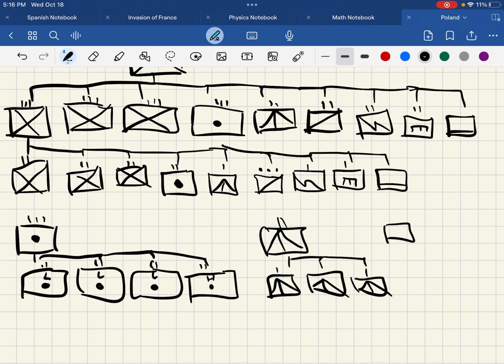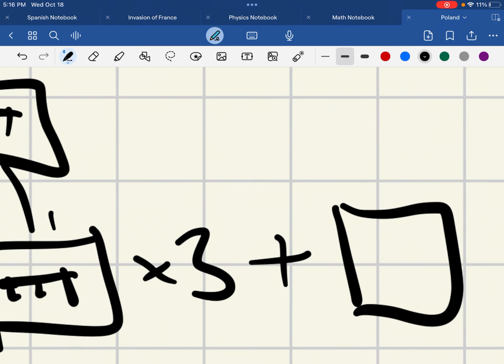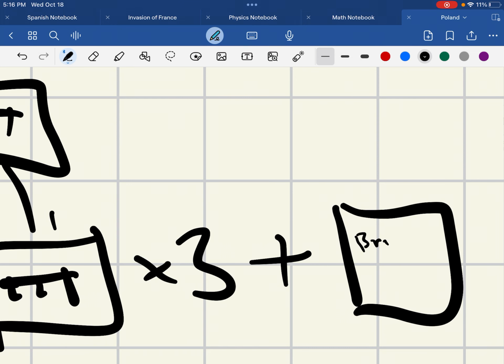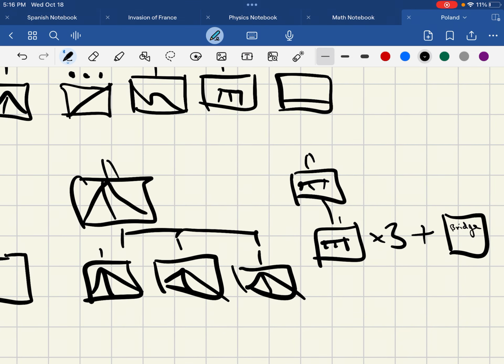So I guess I'll write that down. An engineer battalion usually consists of 3 of these. Plus, they usually had 1 bridge column. So I'm just going to write here in small letters, bridge, because I actually don't think there is an official way to draw bridge units.